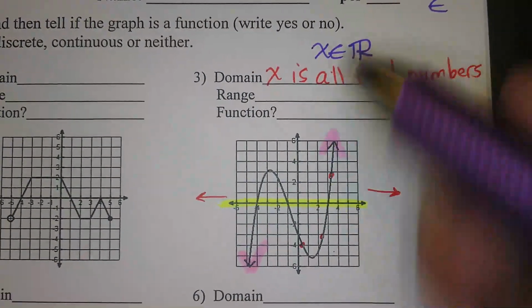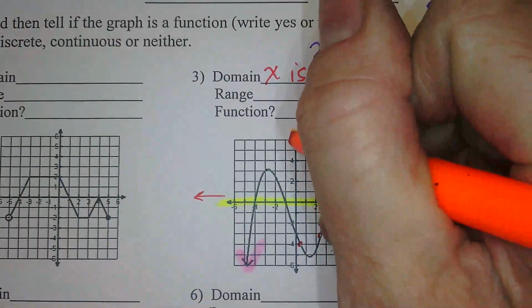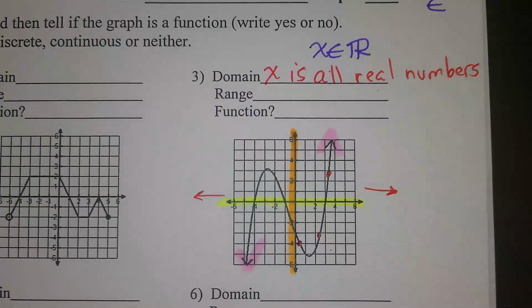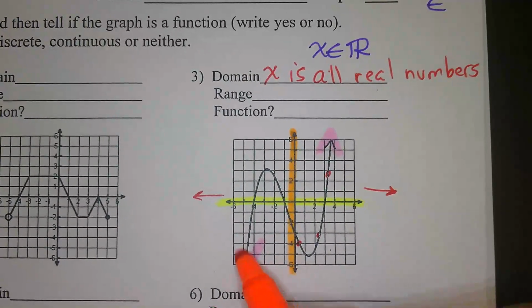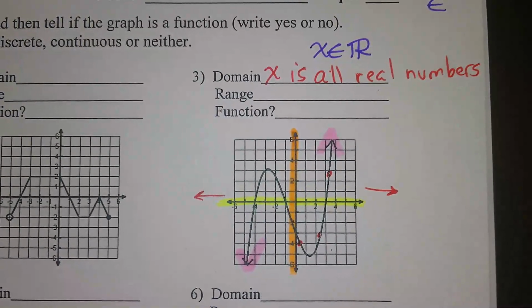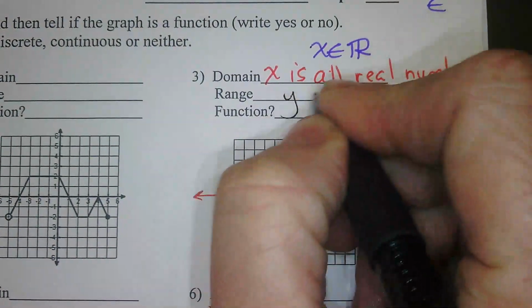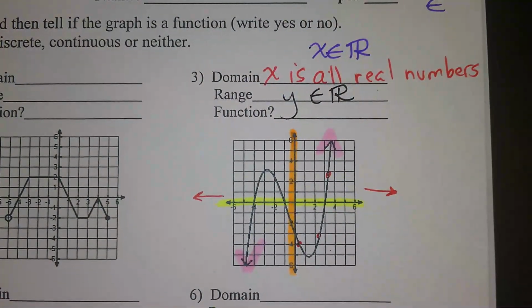So with range, we now take a look at this in terms of what's going on with the y-axis, what's going on up and down. And the shape of the graph actually is a little bit easier to see because it's very clear this is going up. It's very clear this is going down. It's going to hit all values along the way on the y-axis. So the range is sort of the same idea. Y is an element of the real numbers. It hits everything. So this is a full range, a full domain.